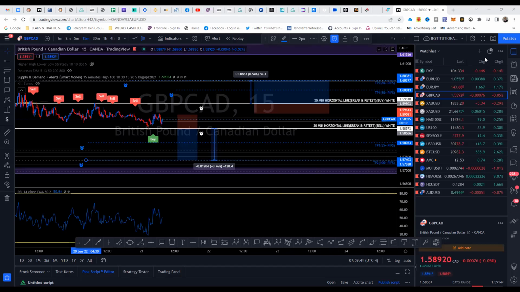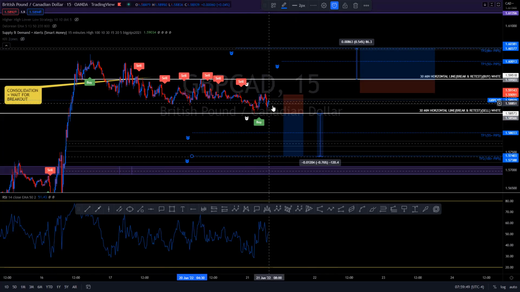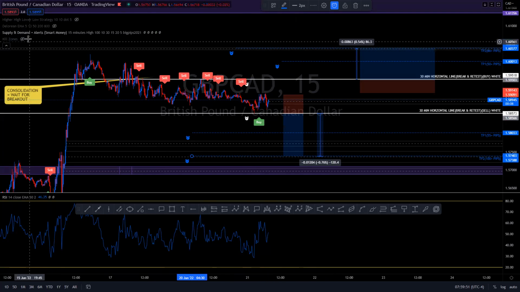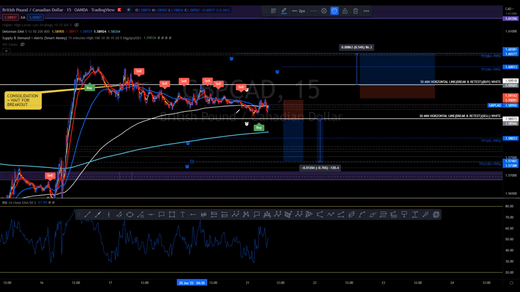All right, so now that I set my alarms for my take profit zones or break and retest zones, we have about a minute before the New York session officially opens. So the next thing I want to do is just turn on the Delorean EMA indicator. Now, I use this indicator as extra confirmation on top of any analysis I do.